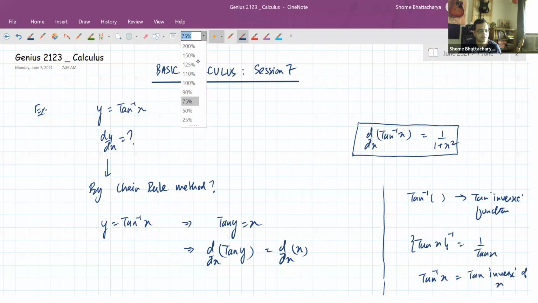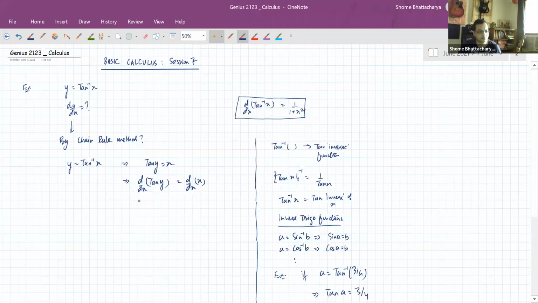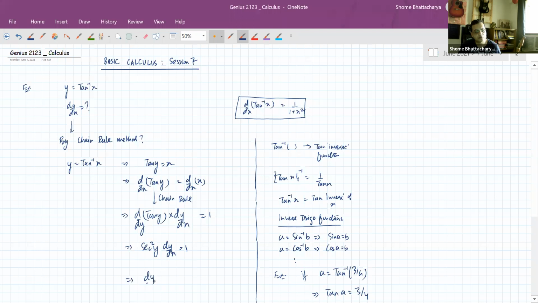Okay, so let's see. The use of chain rule now will become like this: differentiation of tan y with respect to y into dy by dx. On the other side, that's equal to 1. This is our chain rule step. So sec square y dy by dx is equal to 1. So dy by dx is 1 upon sec square y. That is 1 upon 1 plus tan square y.